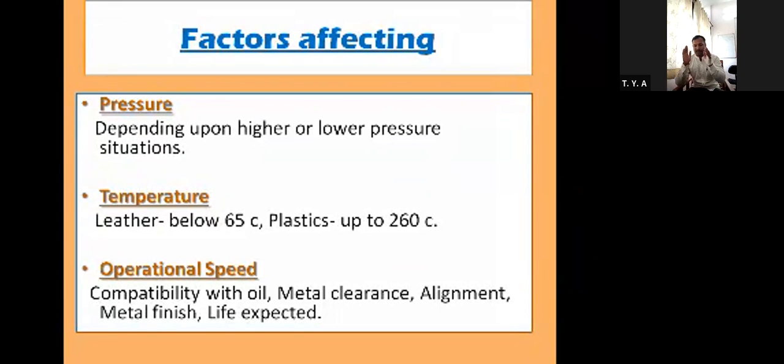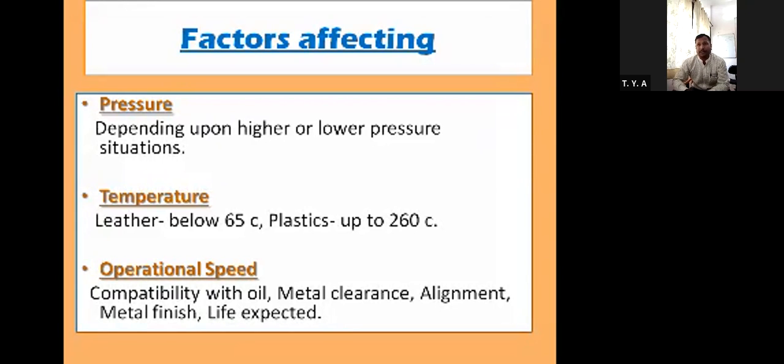And for this reason, mostly in high pressure applications, as I have told, V-ring type seals are used. V-ring shape or V-ring seal is used for high pressure applications. And depending on whether you have a lower pressure situation or a higher pressure situation, you have to choose the type of the seal. Getting it?